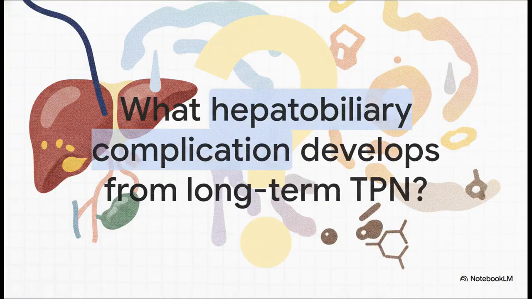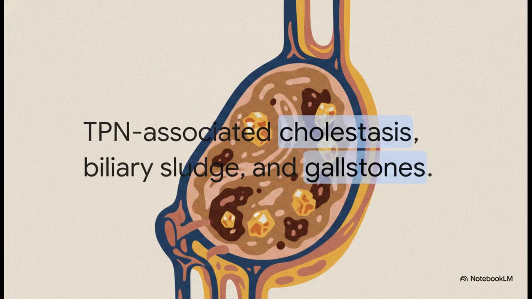But as life-saving as TPN is, it comes with a major hidden cost. Imagine your patient has been on long-term TPN via a central line for months. Because of this continuous intravenous feeding and a total lack of actual food going through the gut, what classic hepatobiliary complication is almost certainly going to develop? It's all about TPN-associated cholestasis, biliary sludge, and gallstones.